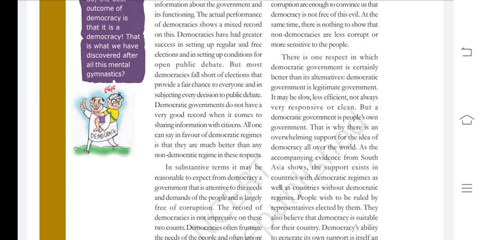Okay, these were the points with accountability, responsible and legitimate government.